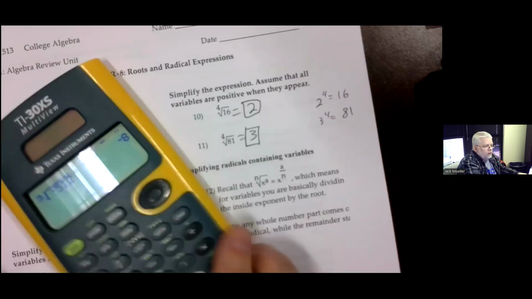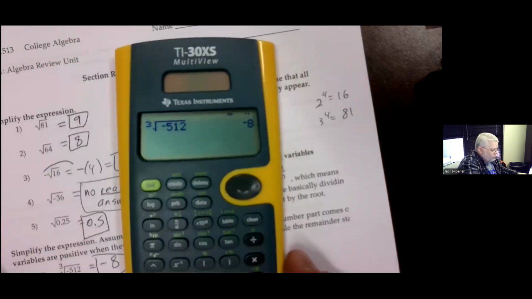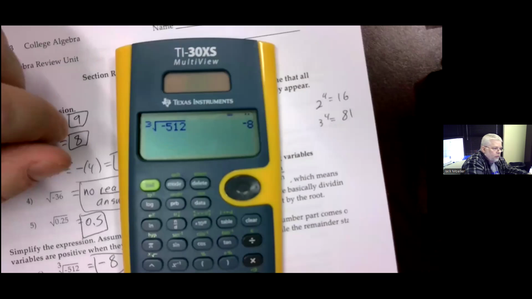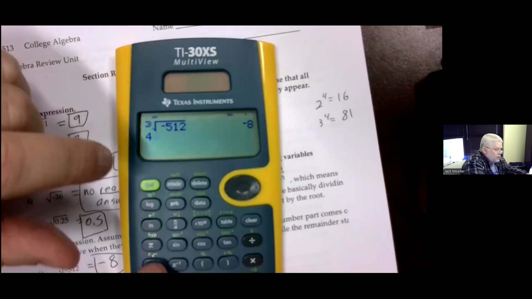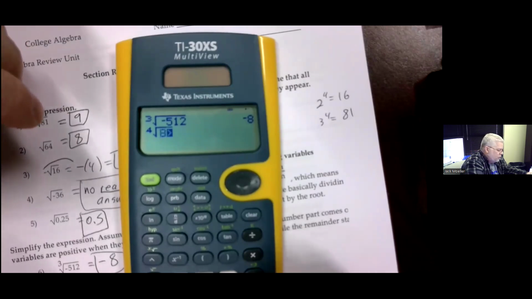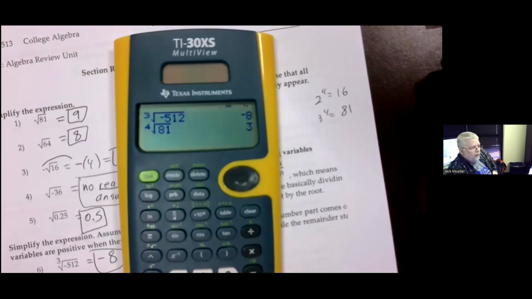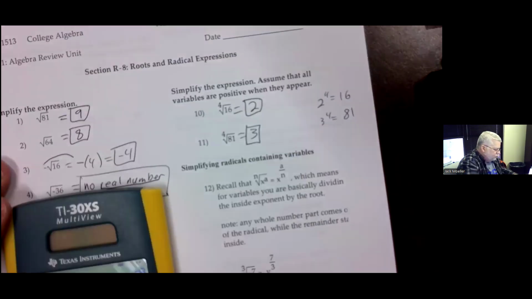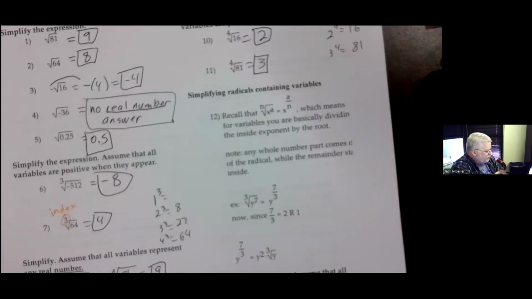And again, you can do these on your calculator. So if I want the fourth root of 81, I would do 4, and then the second square root sign, or radical sign, and then 81. Bam, there you go. Okay. All right. So this is the warm up. Those are simplifying the perfect squares.